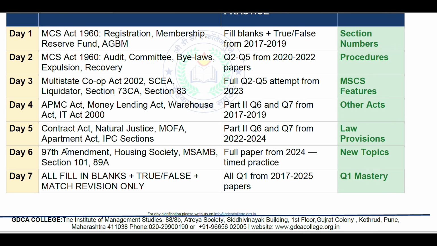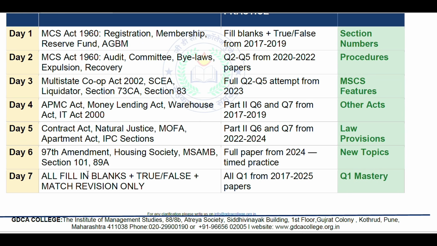Day 6: 97th Amendment, Housing Society, MSAMB, Section 101, 89A. Full paper from 2024, timed practice. These are new topics which are coming up in examinations nowadays.